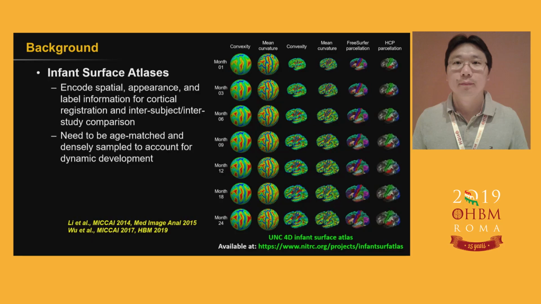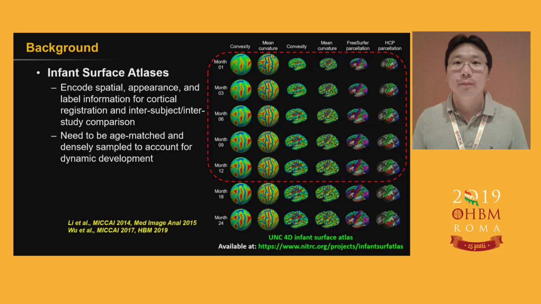So previously, we constructed and released the first 4D infant surface atlas. We have the atlas at every 3 months in the first year and every 6 months in the second year. Those are publicly available on the NITRC website. However, we do notice there are certain limitations.